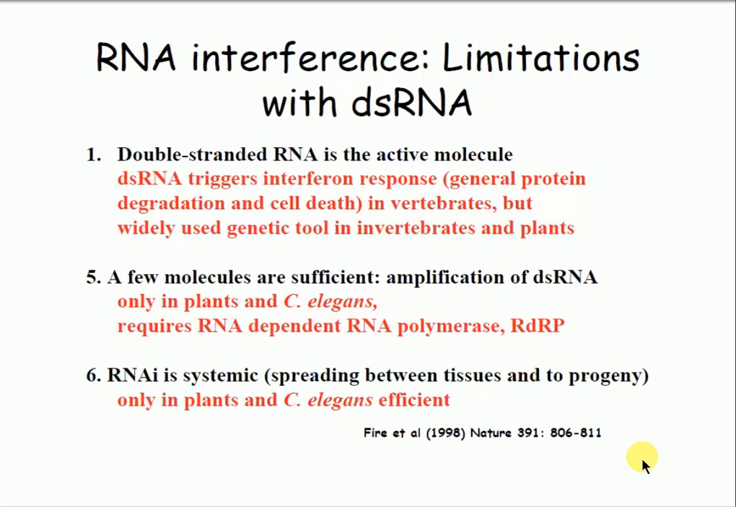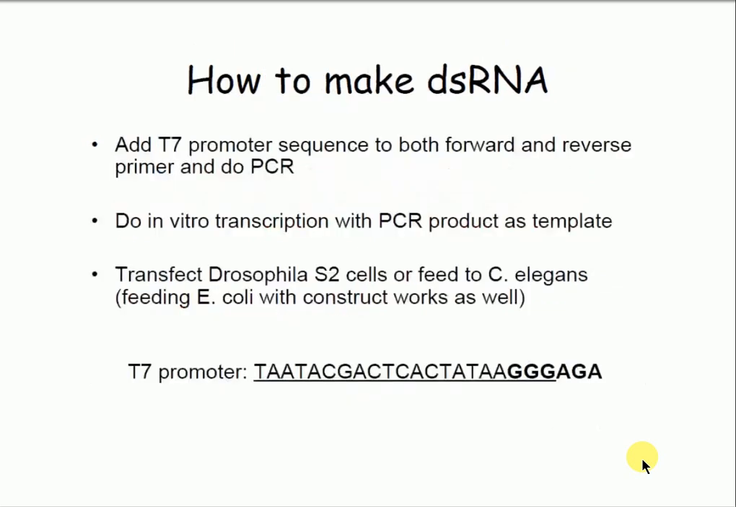Then, a few molecules are sufficient. The amplification of double-stranded RNA is only present in plants and C. elegans and requires an RNA-dependent RNA polymerase. Similar enzymes are present in Drosophila and humans, but this amplification mechanism is not. So it won't become systemic. This is also present only in plants and C. elegans to be efficient. So if you want to use RNAi in higher eukaryotes, we need to use 21 nucleotide small RNAs.